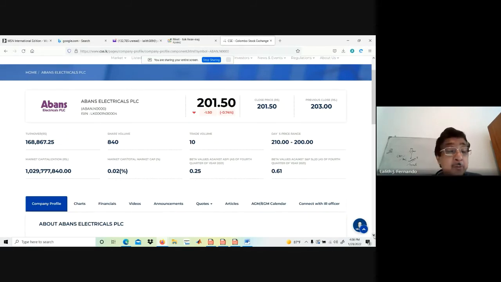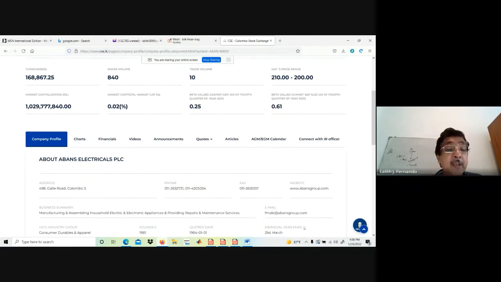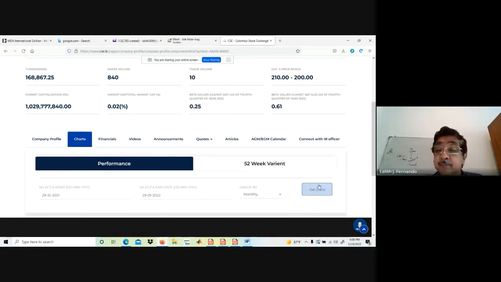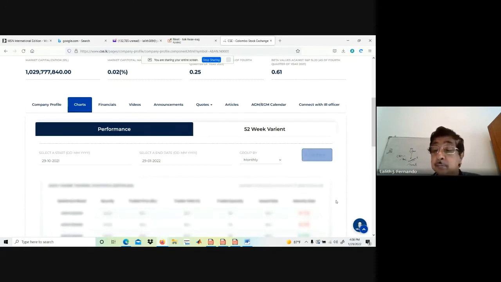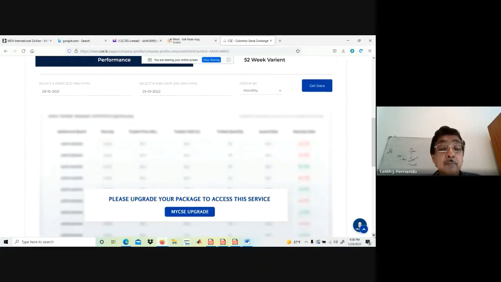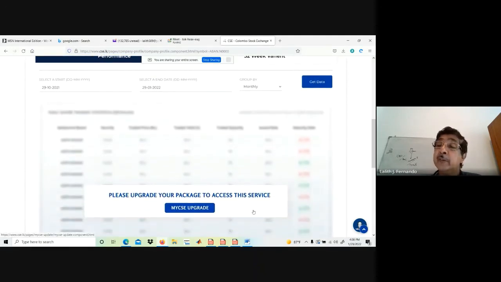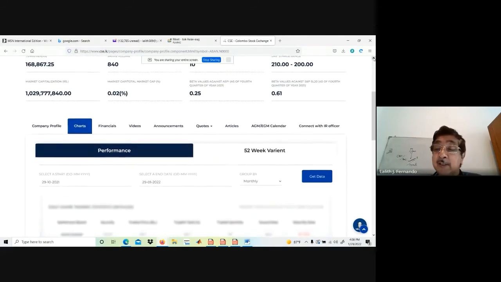Now you can just go into more details. The company profile is given here. And if you want to get more details, you can get charts here. The performance. Now 52-week variant performance, you can get data. Right. Now I have just gone in with normal access rights, and I might not be able to get these data. Anyway, it's okay. I just want to show you the way it can be used.